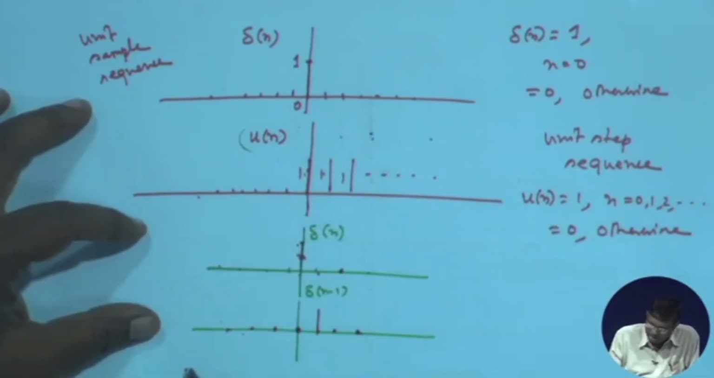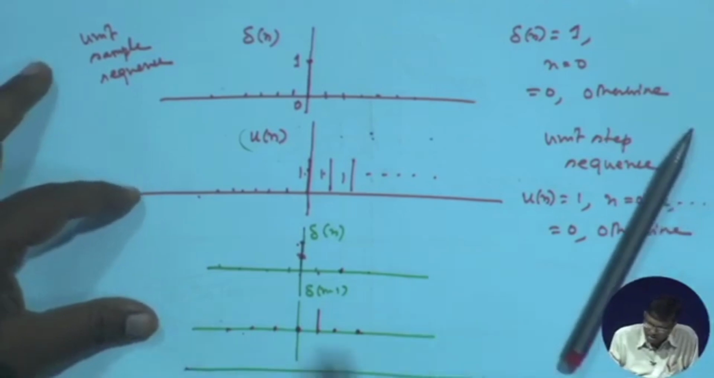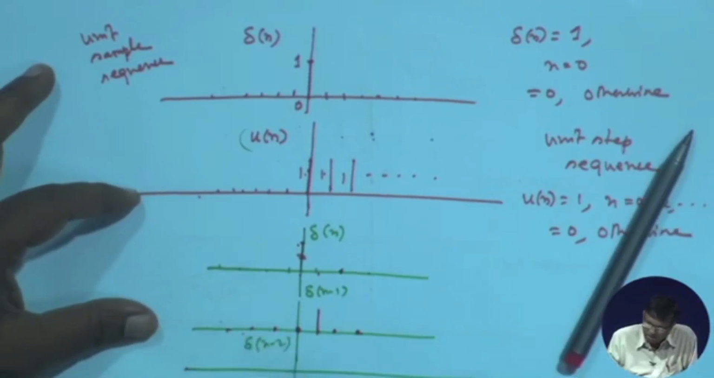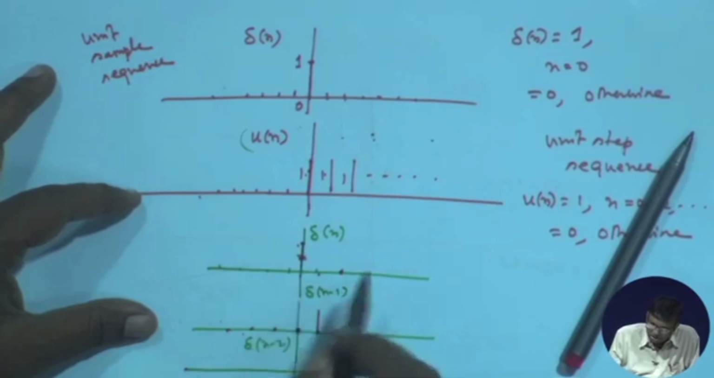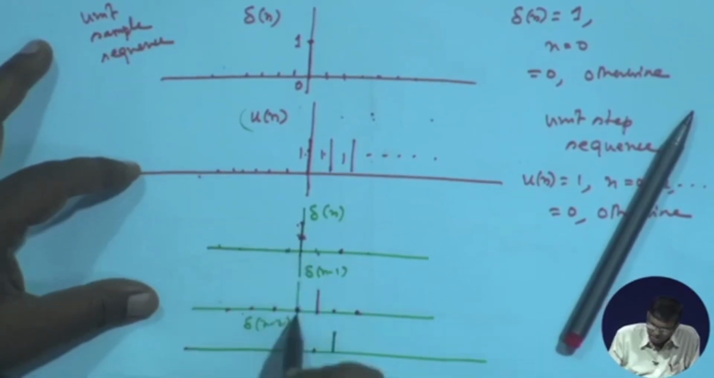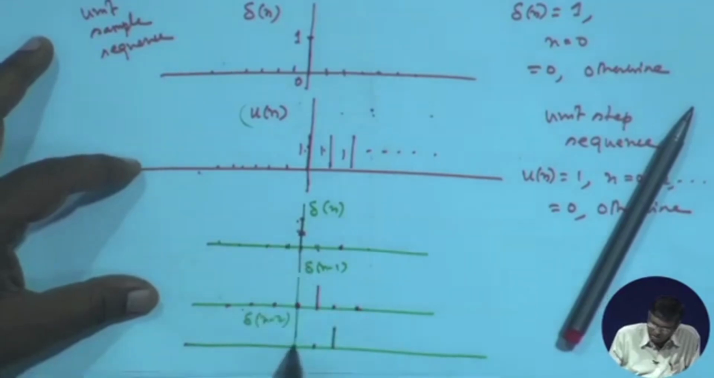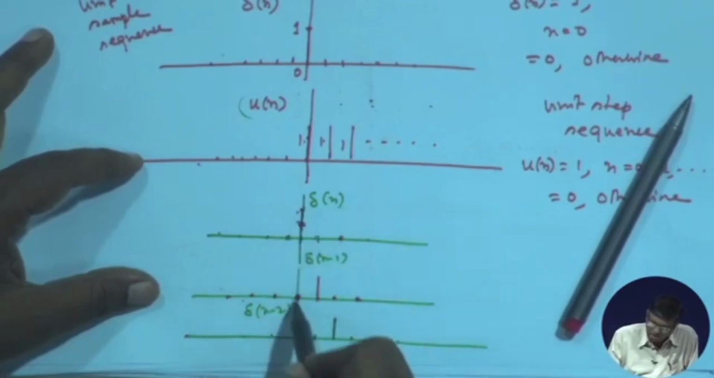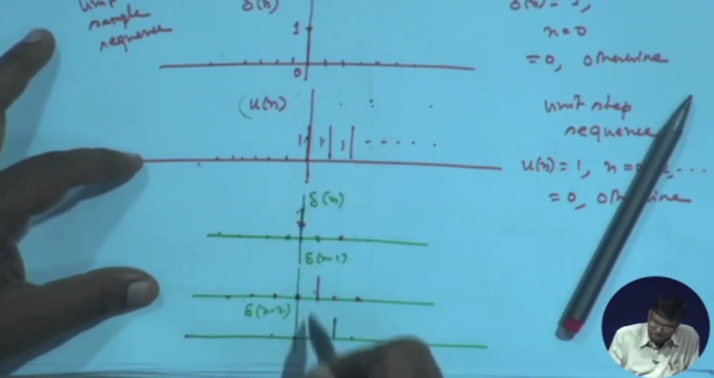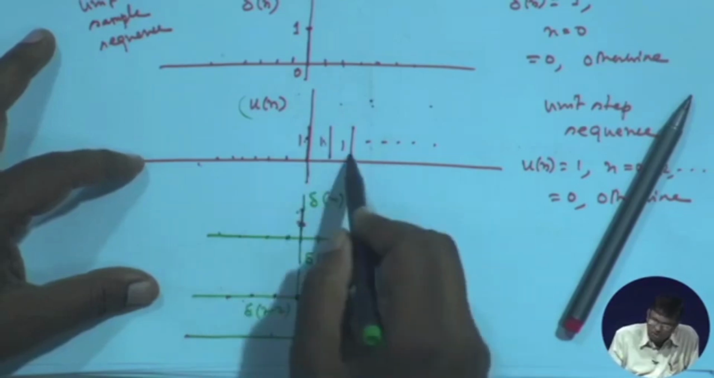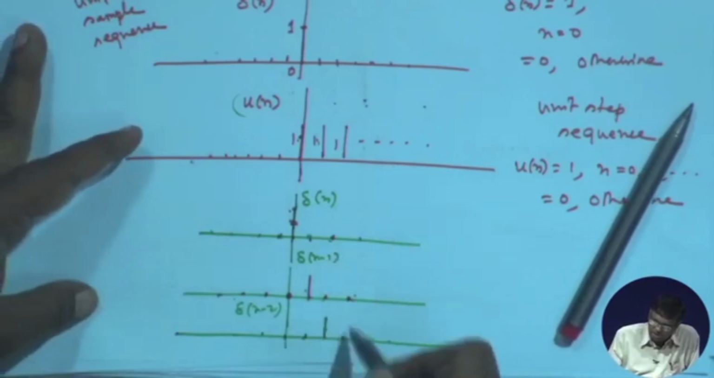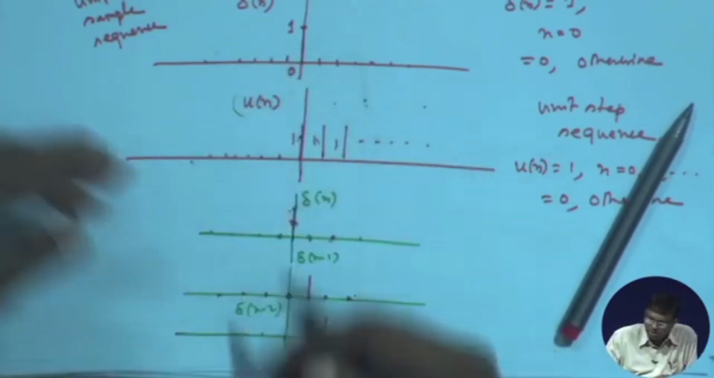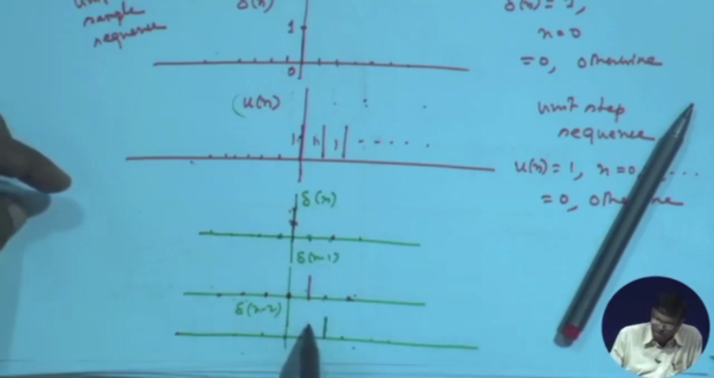But if I have another, say delta[n-2], then this 1 will be shifted to location 2, because this 0 will move here, this 0 will move here, this 0 will move here. So, all other points are zeros. If I add the 3, 1 plus 0 plus 0, 1; 0 plus 1 plus 0, 1; 0 plus 0 plus 1, 1. All other points will be zeros, because 0 plus 0 plus 0 is 0. But this way, if I go on adding delta[n] plus delta[n-1] plus delta[n-2] plus and so on, then I get back u[n].